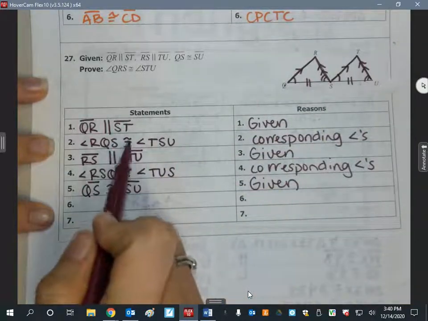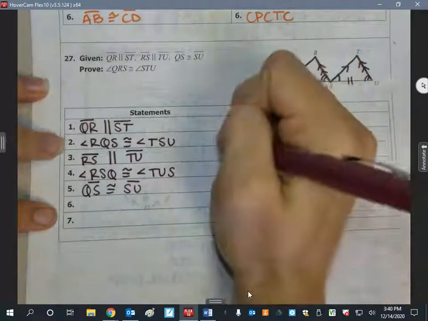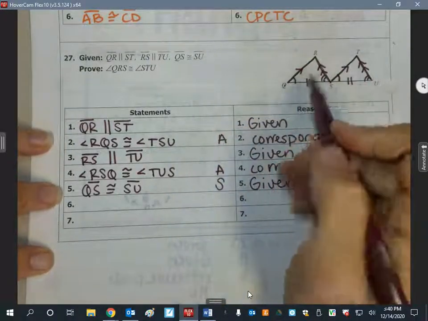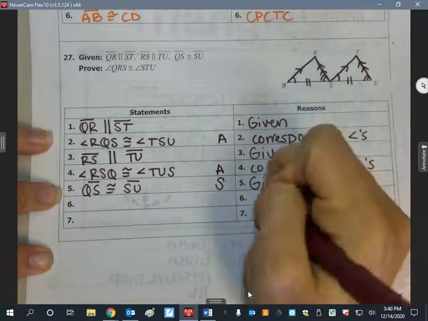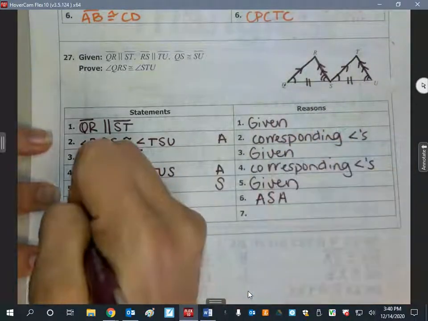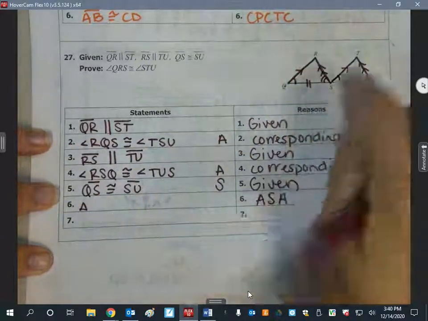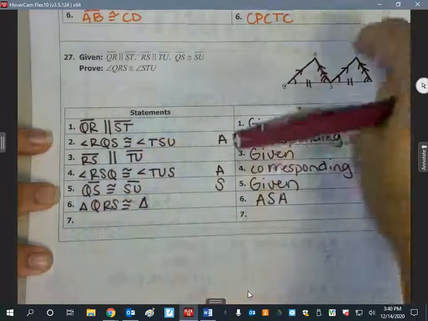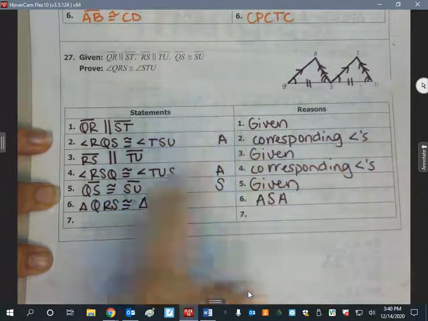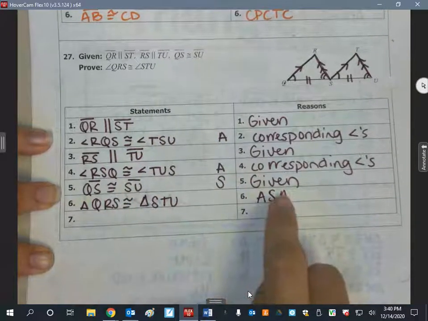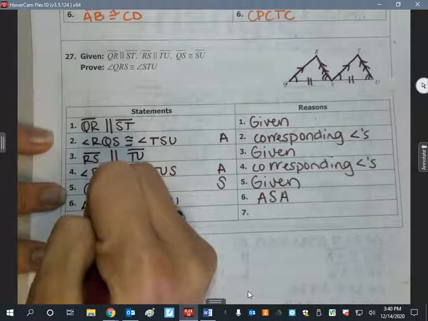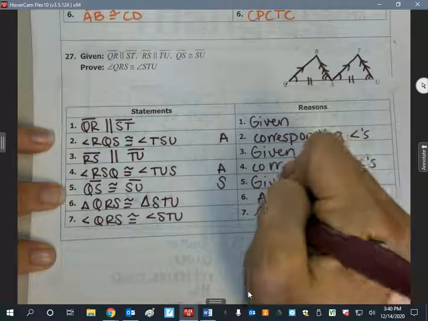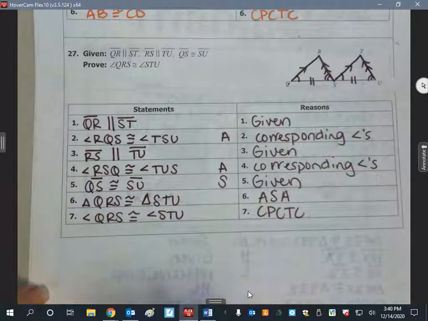Now I look at my proof, I see that I have 3 equal signs, which is what I need. This one is an angle, this one is an angle, and this one is a side. I look at my triangles and I have angle, side, angle. Therefore, these two triangles are congruent by angle, side, angle. Triangle QRS is congruent to triangle STU by angle, side, angle. And since these two triangles are congruent, their parts are congruent. Angle QRS is congruent to angle STU by CPCTC.